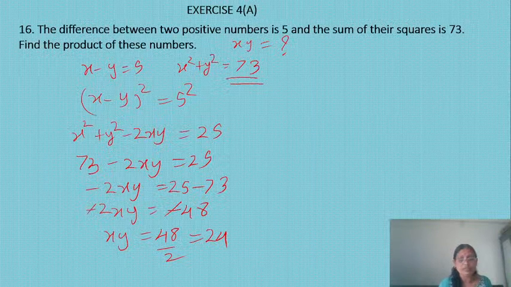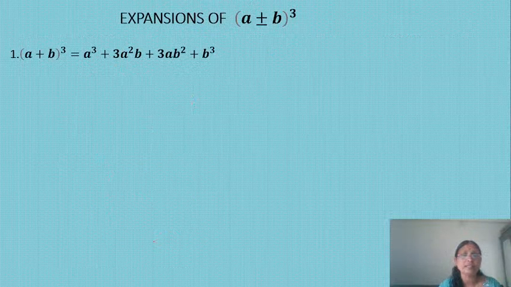Got it? So this is how the all important questions of exercise 4a are done. Now we will be moving towards 4b. Before that, we should know these identities, the expansions of a plus or minus b cube.